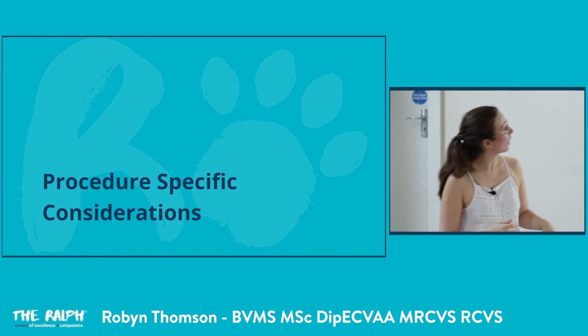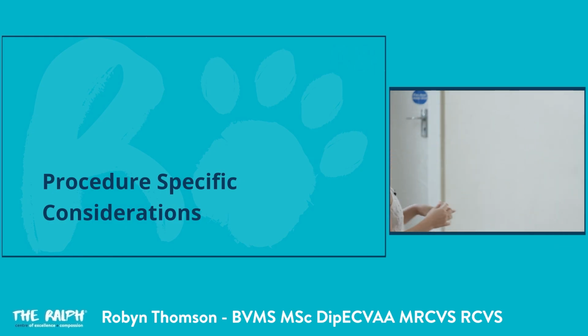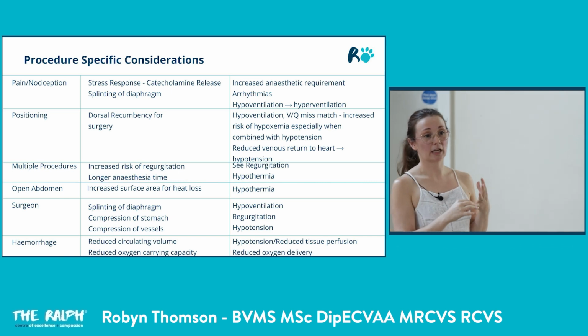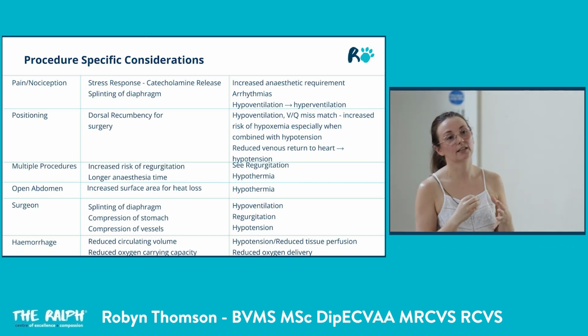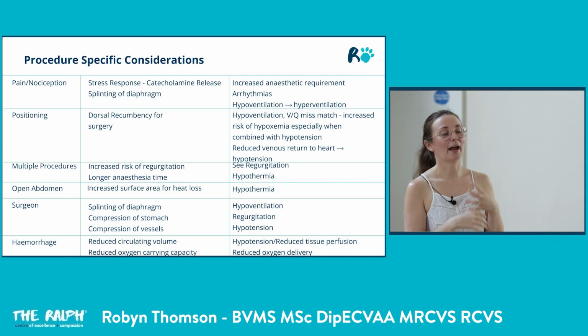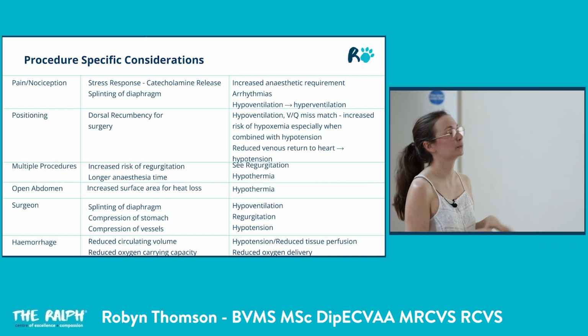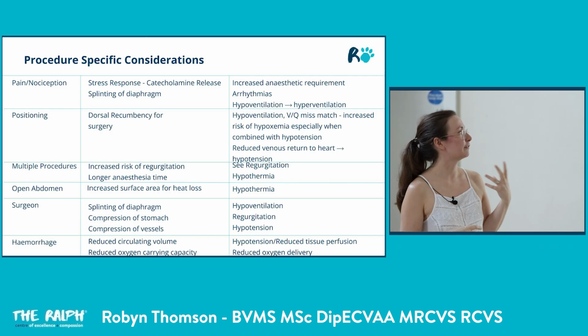Cool. So this is kind of the list I ended up putting in, and this is where I've got to go here to remember what I was saying. So pain and nociception is one of my top things I'm thinking about here, because we know it's going to be a painful procedure. So again, we need to make sure we're well analgesing, because we don't want a cascade. We really don't want to add to hypoventilation. Positioning, we've got the dorsal recumbency. So we've got the hypoventilation, VQ mismatching.